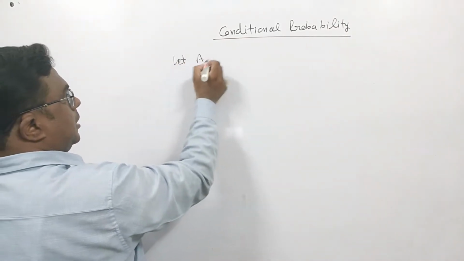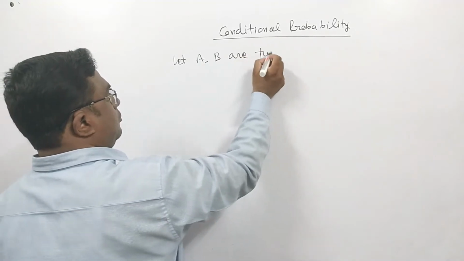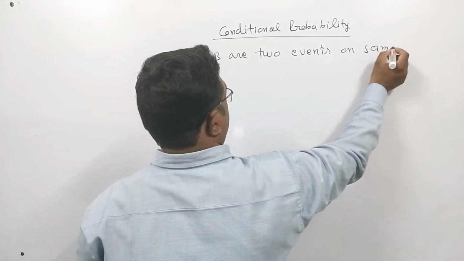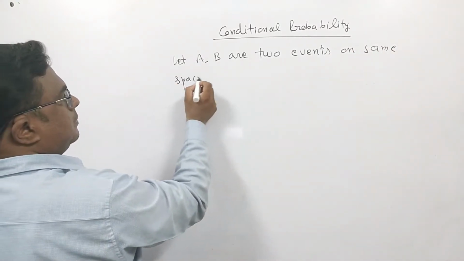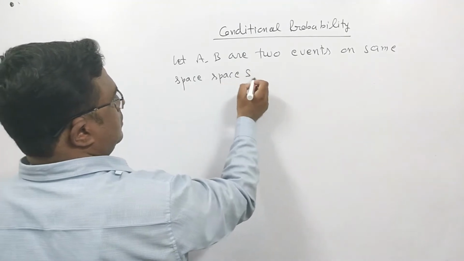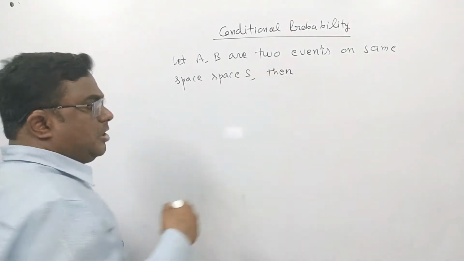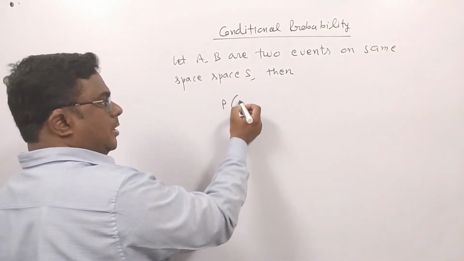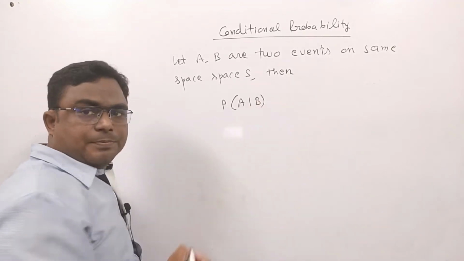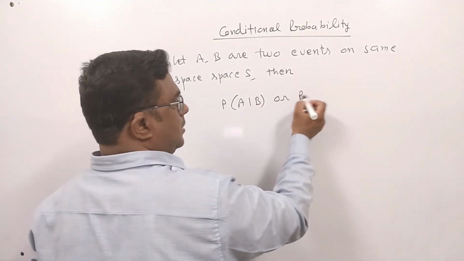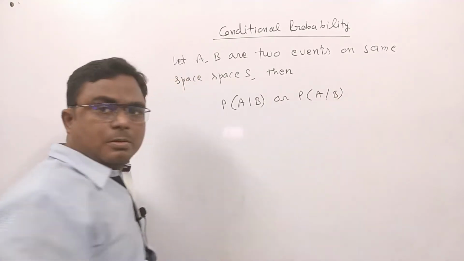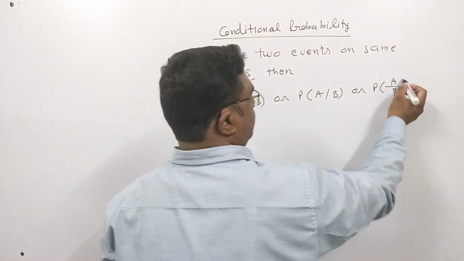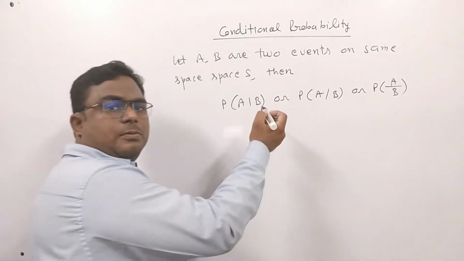Let A and B be two events on the same sample space S. Then conditional probability is denoted by this symbol P(A/B), or P A upon B, and also by P A upon B. But generally we use the first symbol.